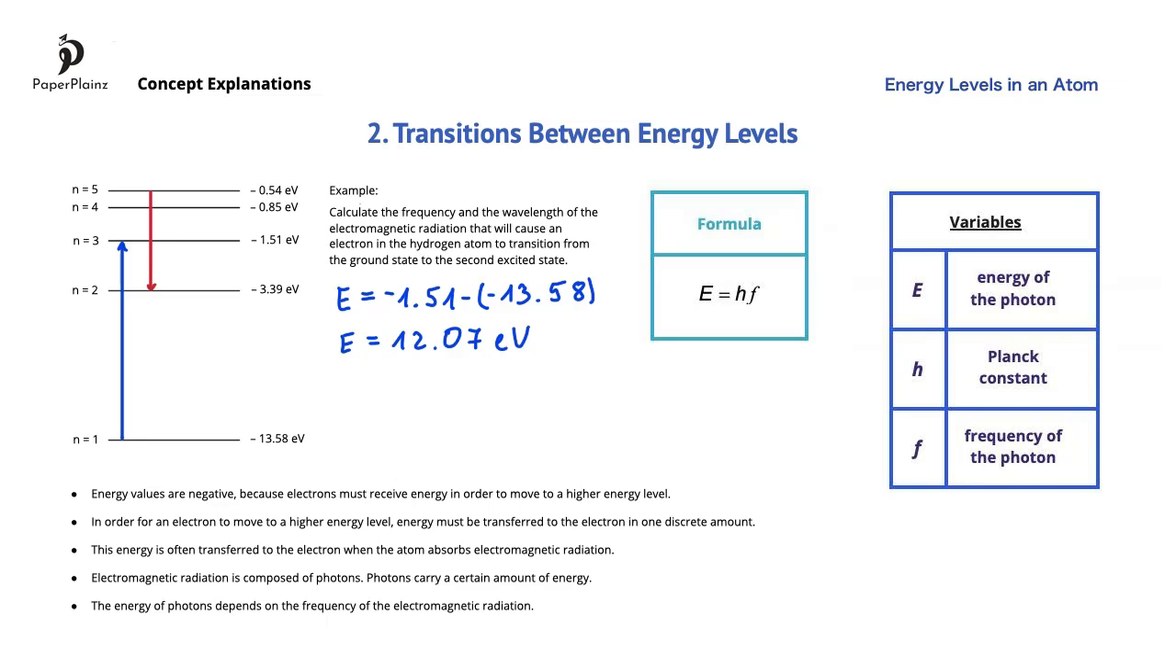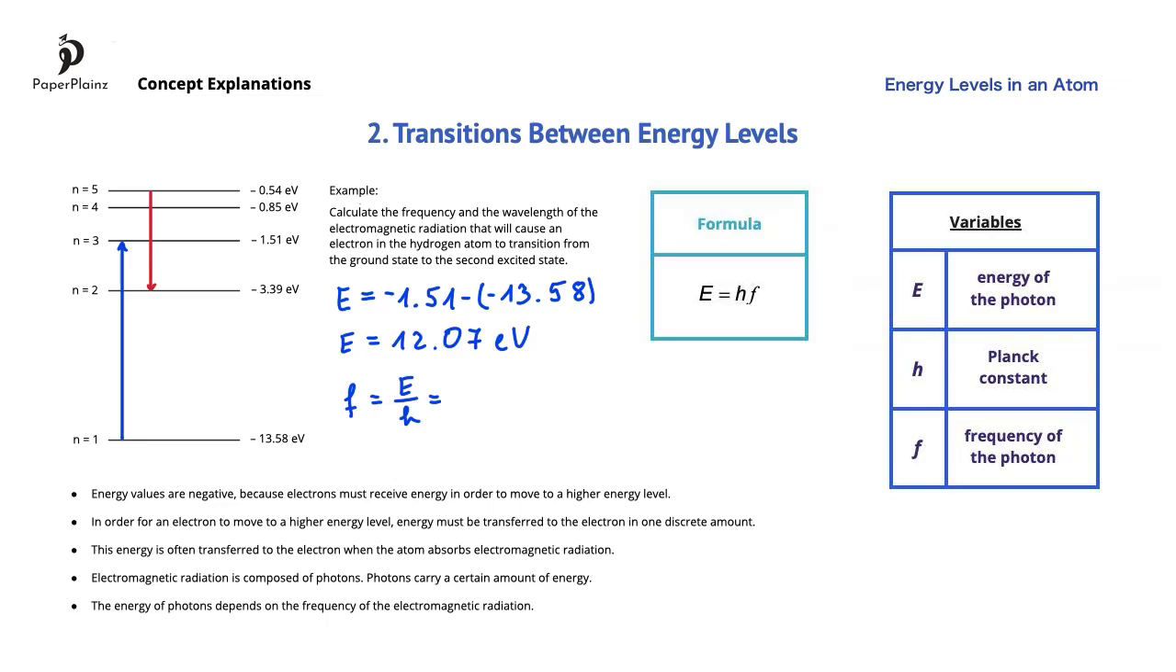As we mentioned, an energy level transition takes place when an atom absorbs electromagnetic radiation, in other words, when it absorbs a photon. So in order for the specific transition to take place in our example, the photon that is absorbed by the atom must carry exactly 12.07 electron volts of energy. Now to calculate the frequency of this photon, so the frequency of the electromagnetic radiation, we can rearrange our formula to get that f is equal to E over h.